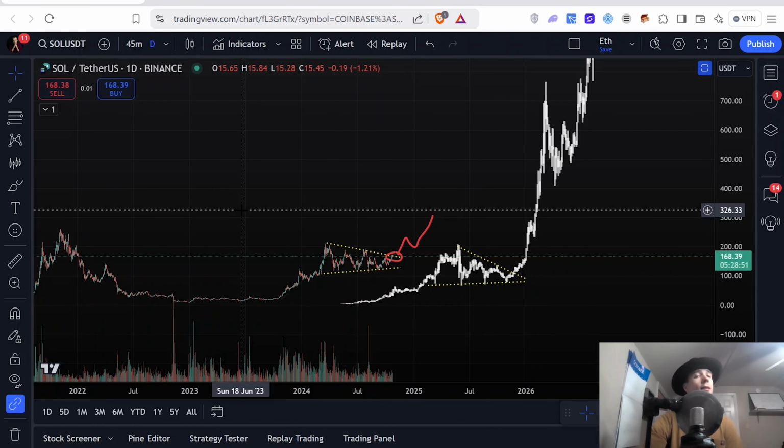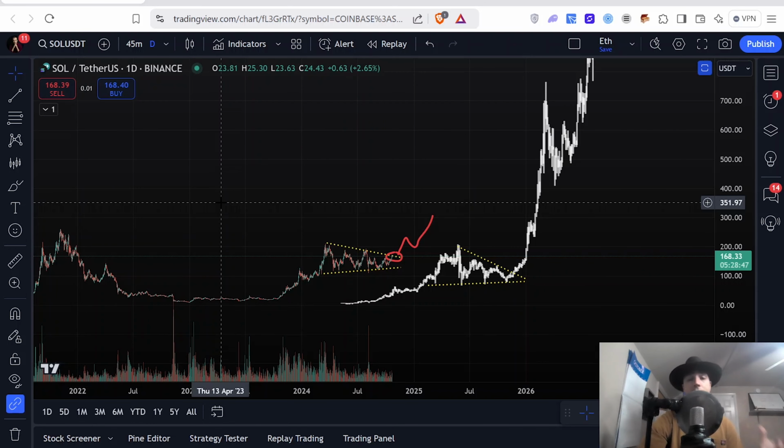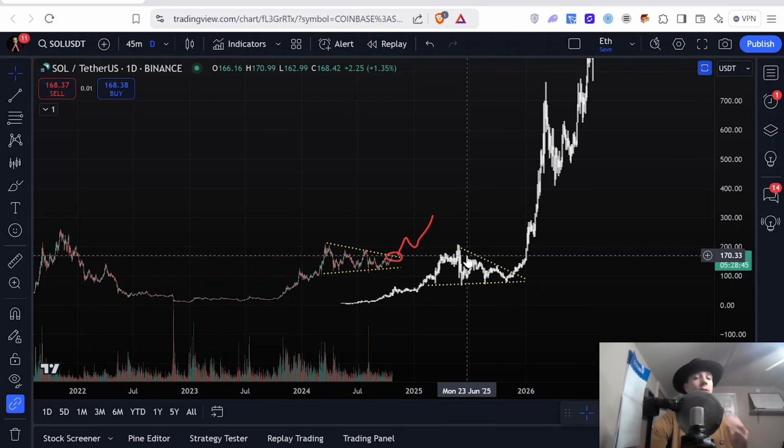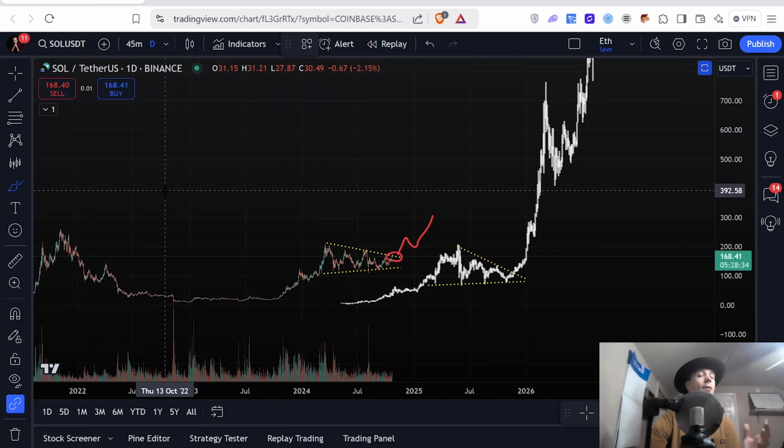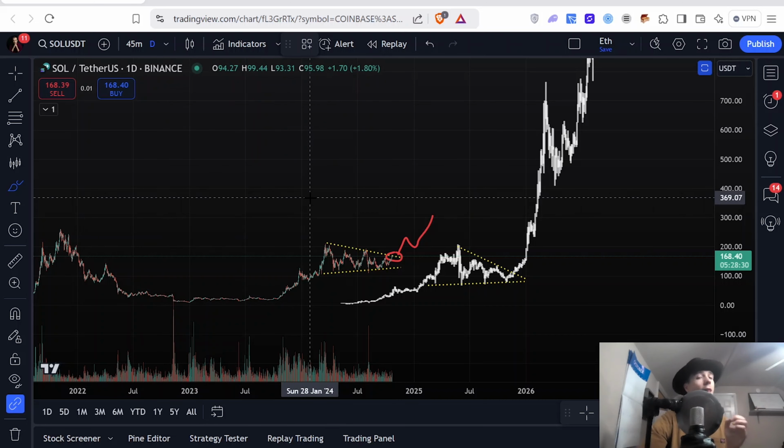So I really like this. I like the triangle. I like how it looks like Solana previously. It looks like the same fractal of human emotion, because markets do have a tendency to repeat themselves and do the same kind of patterns, the same psychology, the same fractals over and over again. So I really like how we're seeing that with Solana.